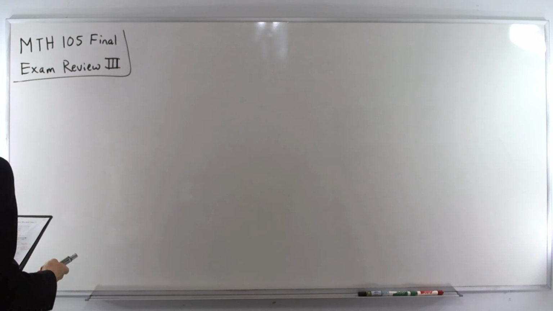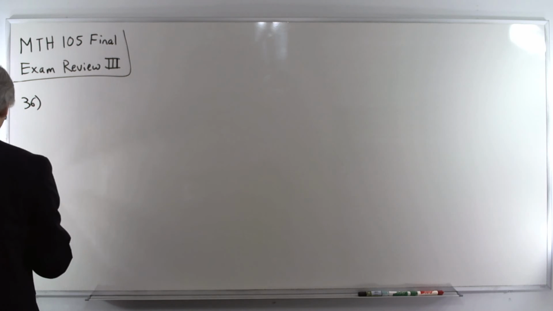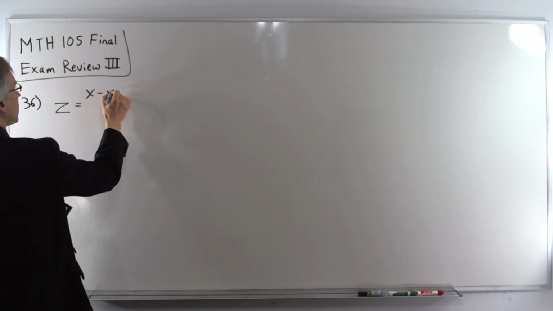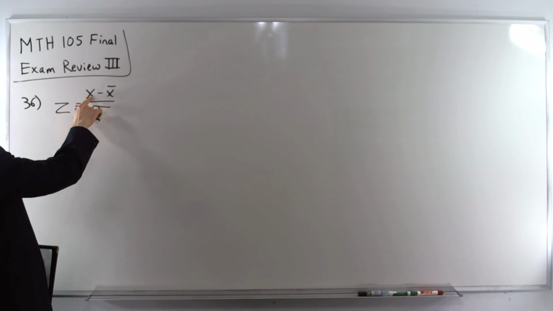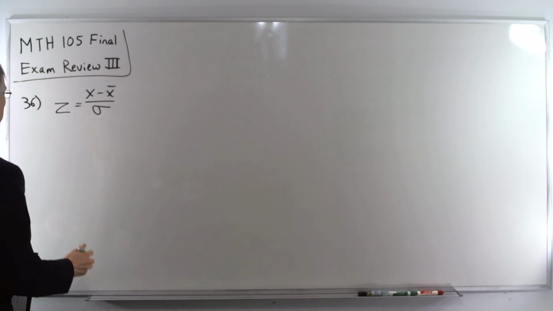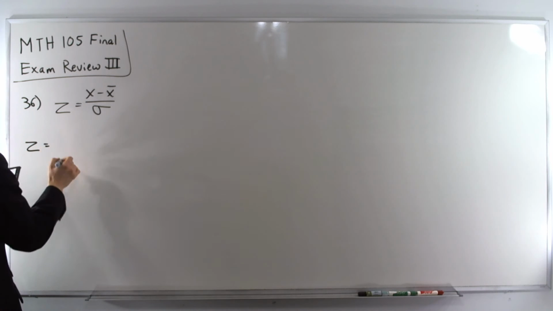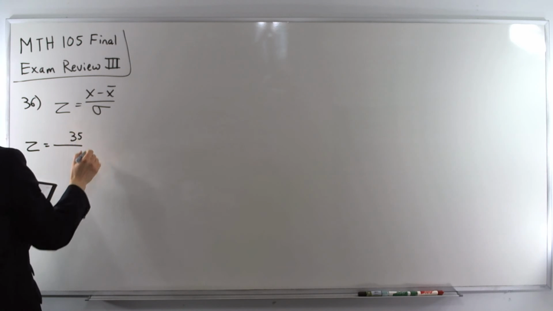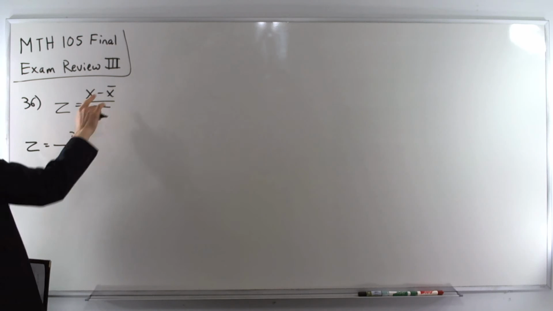Next up, z-scores. Number 36. So when we're calculating z-scores, we're going to use this equation here. The z-score is the value minus the mean divided by the standard deviation. The first one, the mean of the data says 35. Right, so there's the mean x bar is 35. And the standard deviation is 5. So we can plug those in. 5 for the standard deviation, 35 for the mean.